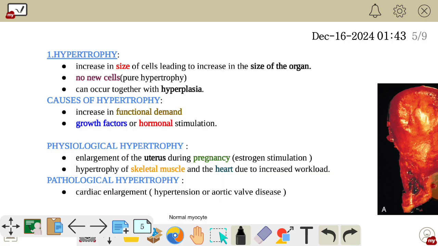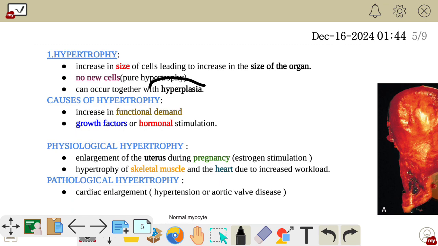And then in hypertrophy, no new cells are formed. So here we are talking about cells which have limited capacity to proliferate. So these are permanent cells which are just becoming larger in size due to a stress. Okay, so that is mostly in pure hypertrophy. That's where we see no new cells or no proliferation taking place, but the cells are just increasing in their size.